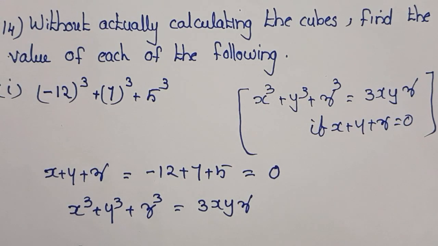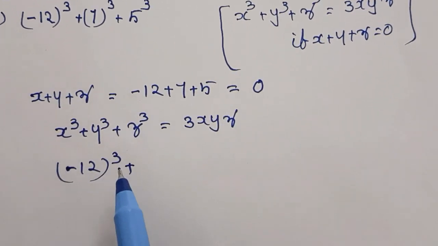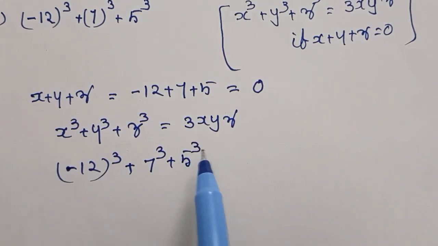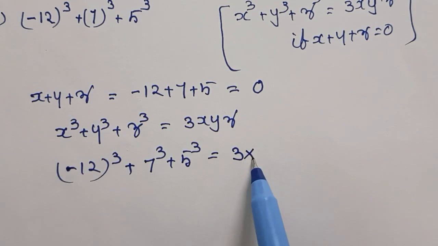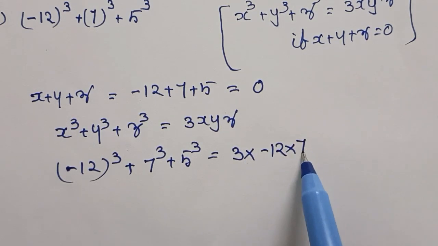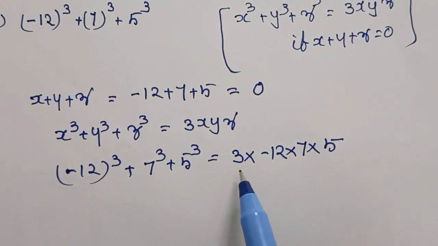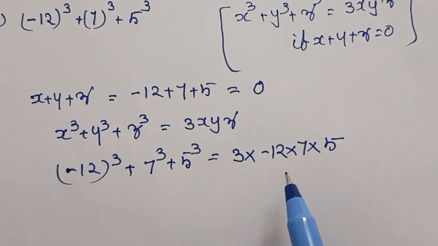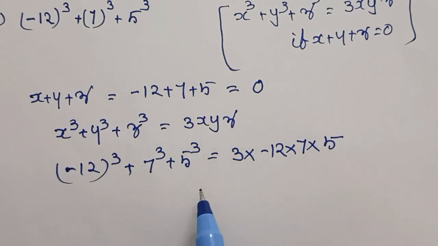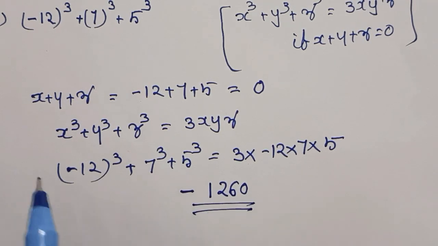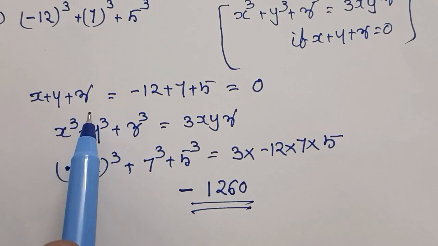So that is equal to minus 12 cube plus 7 cube plus 5 cube is equal to 3xyz, means 3 into minus 12 into 7 into 5. Okay, 12 into 5 is 60, 60 into 3 is 180, 7 times 180 is, 60 into 21 equal to, here it is having minus sign, so minus 1260.